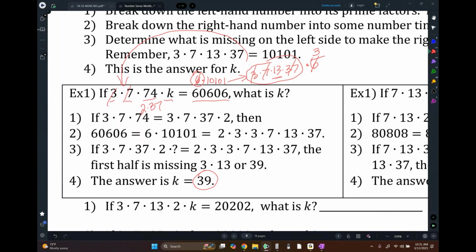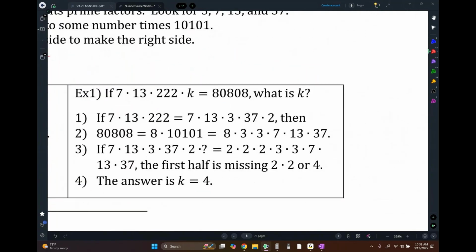All right? So one more time, let me do this again. So I'm going to think of this as 8 times 10101, right? And that's 3, 7, 13, 37 times 8, right? So that's what I'm looking for. I'm looking for 8s, 3, 7, 13, 37, right? All right.